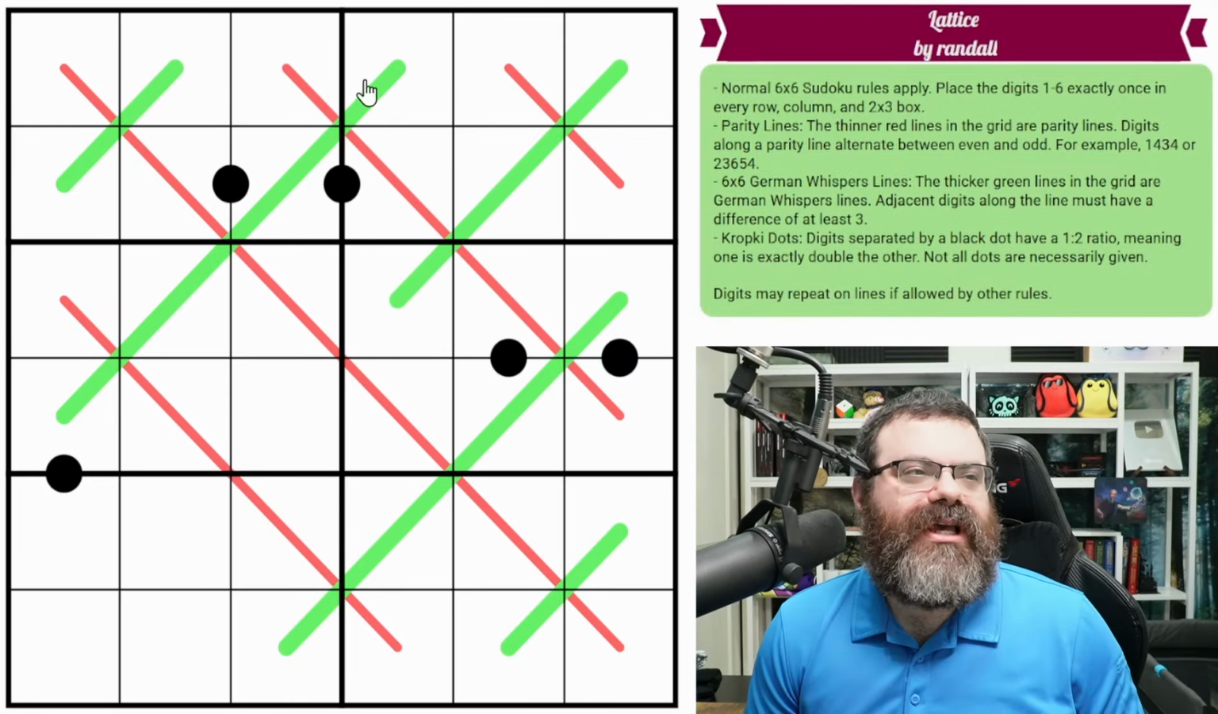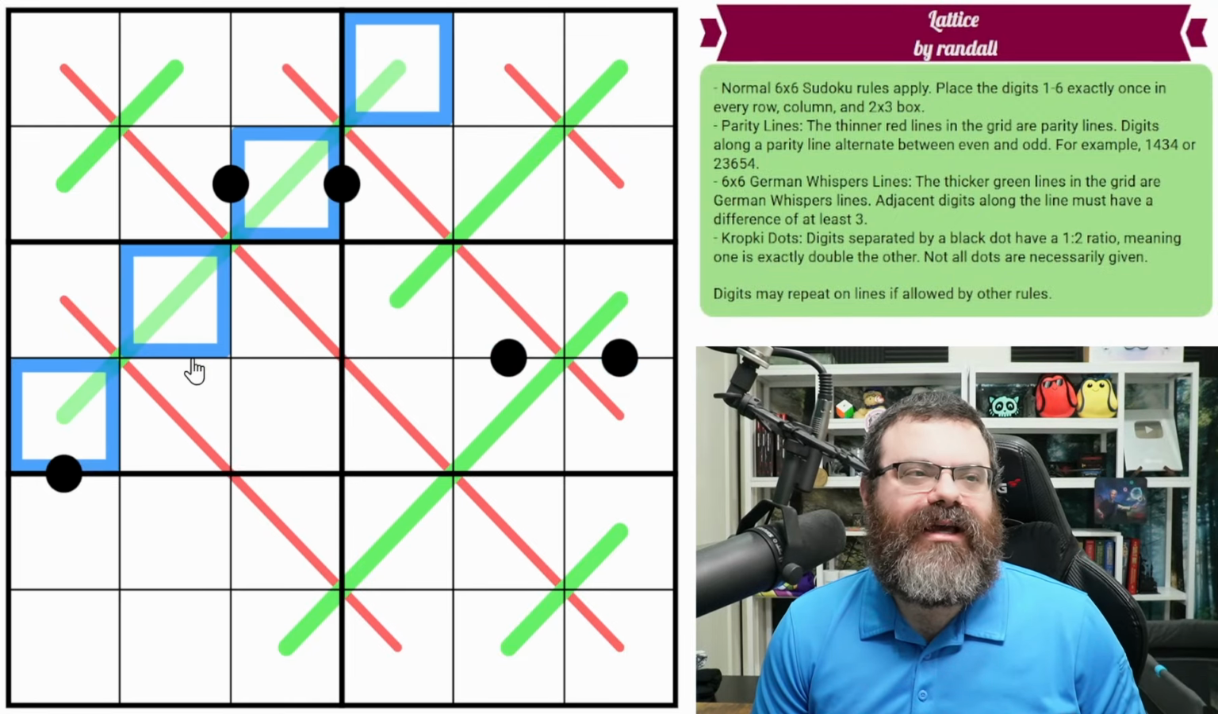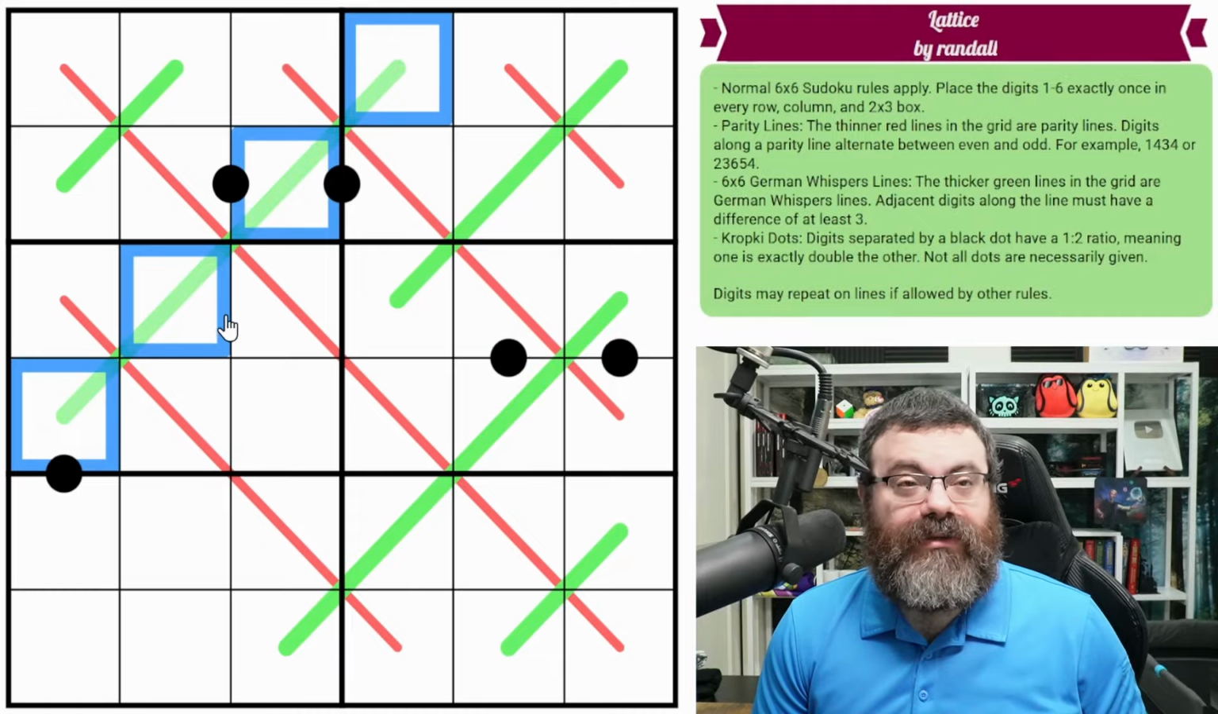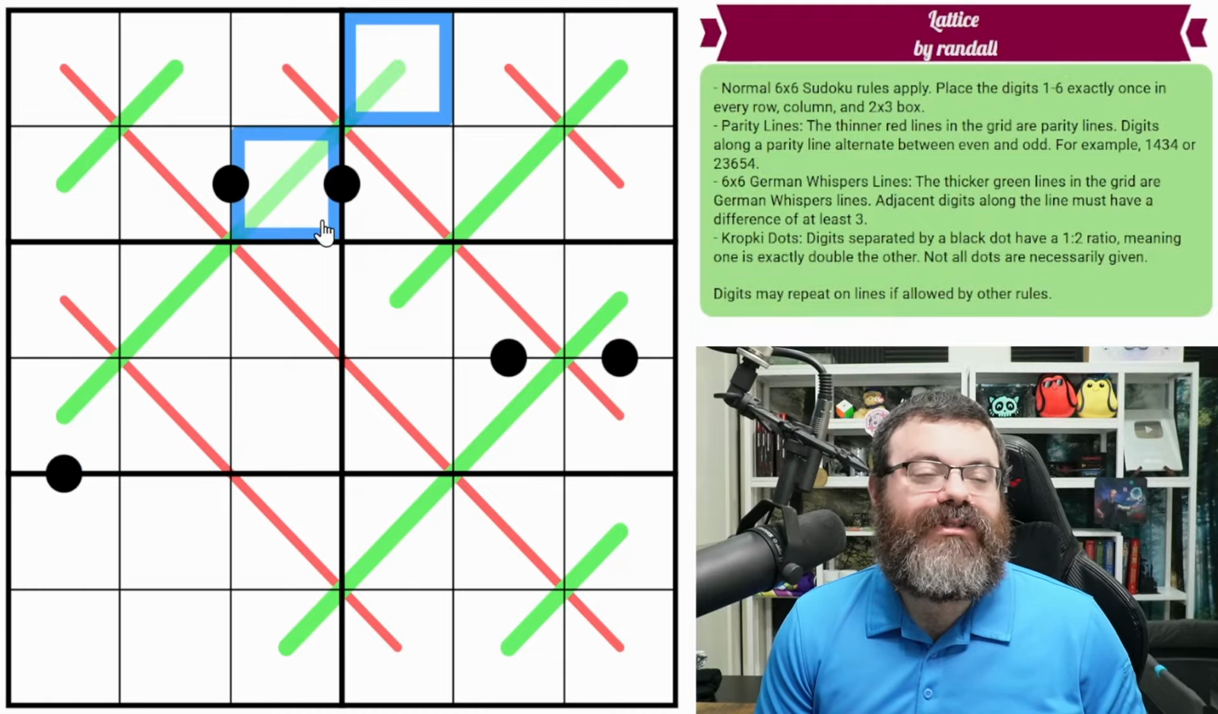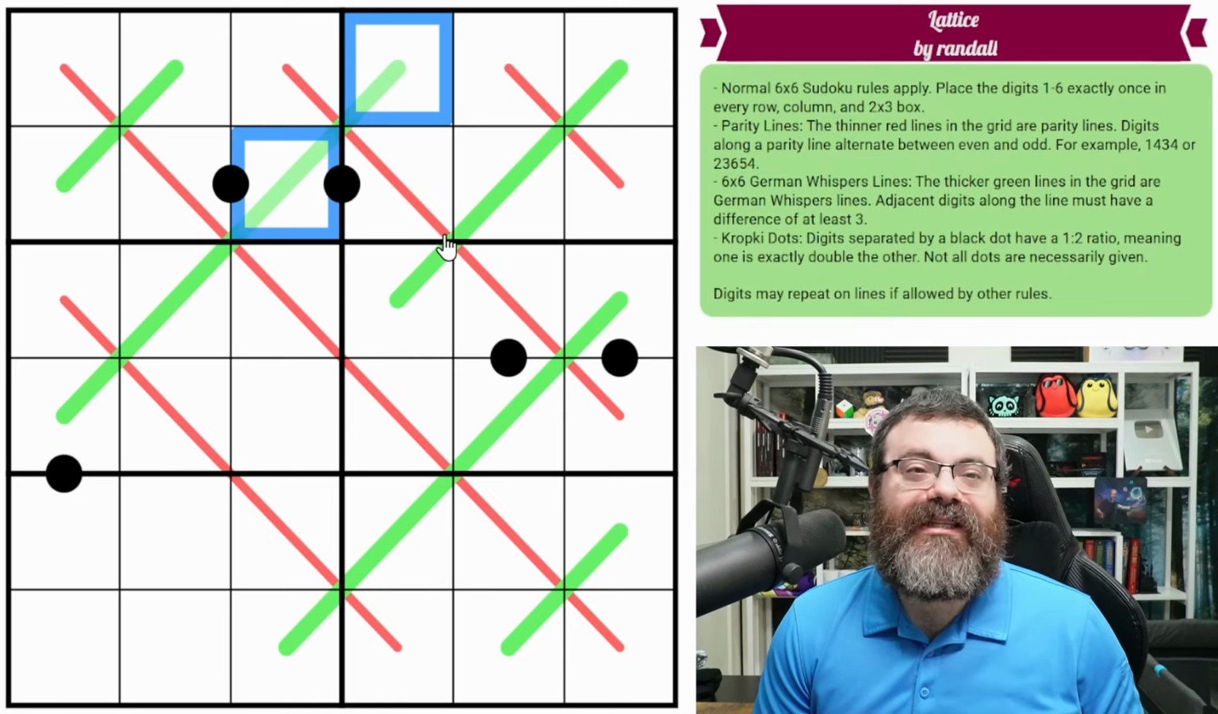All right. We also have these green lines in the grid. These are the thicker green lines. These are German whisper lines. So the way these work is 2 digits that are adjacent on the line, like these two, need to have a difference of at least 3.